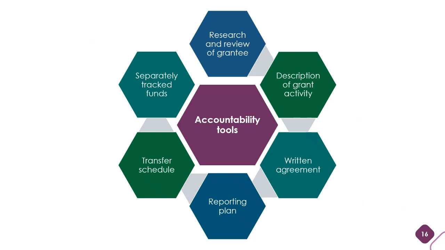The guidance discusses the accountability tools in more detail, but in summary, the charity could research and review the grantee before entering into the grant, collaborate with the grantee to develop a description of the grant activity, create a written agreement to document the grant activity, including the charitable purpose it furthers, establish a reporting plan, including a final report documenting how the charity used the granting resources, create a transfer schedule, if suitable, as in send the grant in periodic installments, and ask the grantee to separately track the grant resources, such as with a separate ledger.